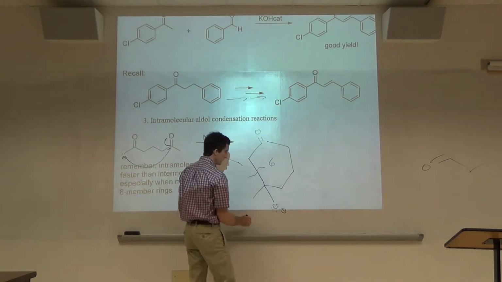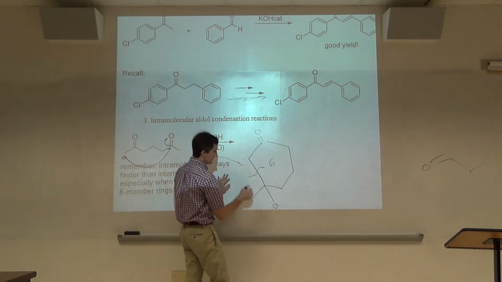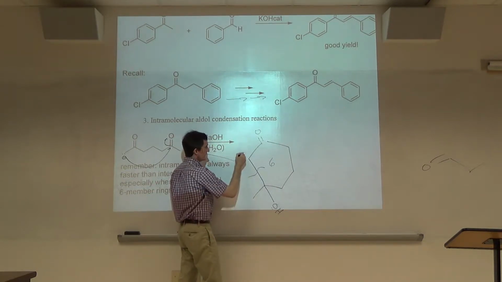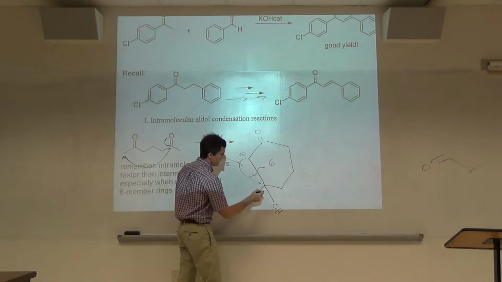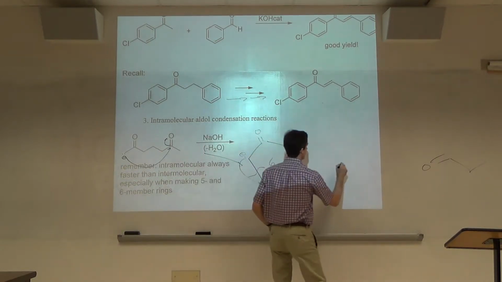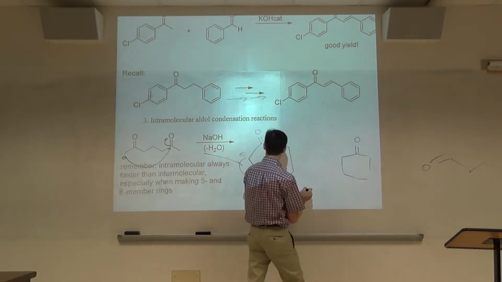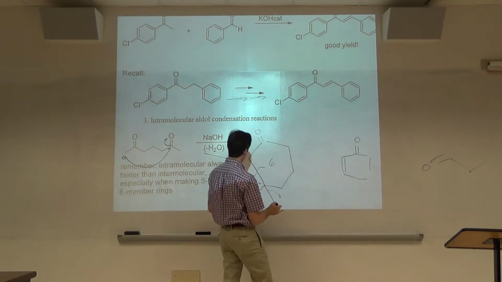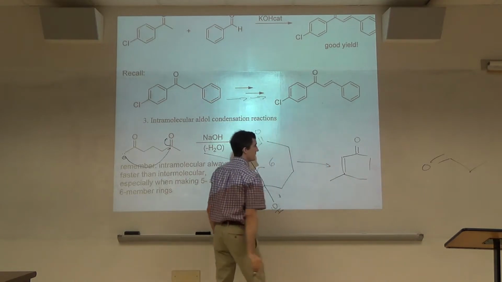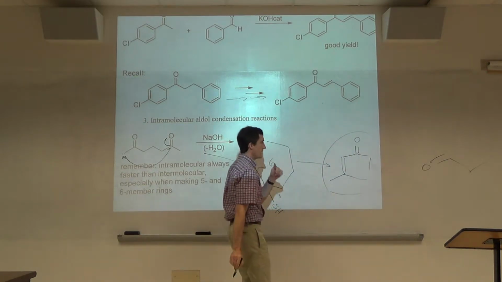And then in our mechanism, what happens next? This picks up an H back from water. Then what do we do? We form enolate again. Then anytime we can make a pi bond, kick off a leaving group, we do that. And we end up with what? A 6-membered ring with a double bond here and a methyl there. So there we go. That's a product we can make.